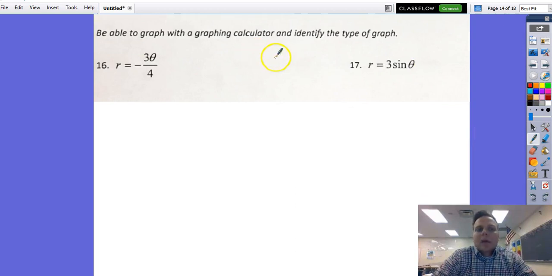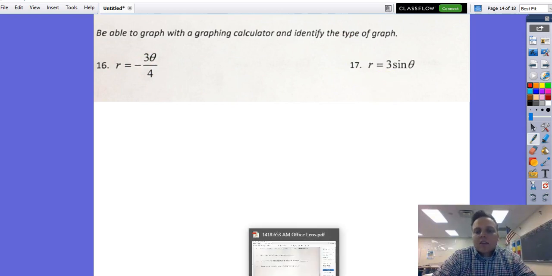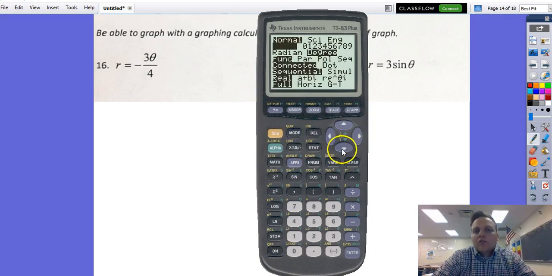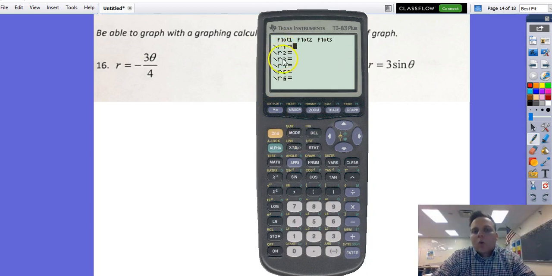All right, 16. Be able to graph with a graphing calculator and identify the type of graph. So these are both polar because they have r's and thetas. If we have polar and we're asked to graph, the first thing you need to do is go to mode and change yourself to polar mode. So I'm now in polar mode. Then go back to y equals. So it should say r1, r2, r3, etc. And we want to say negative 3 theta, that's this button right here, divided by 4.